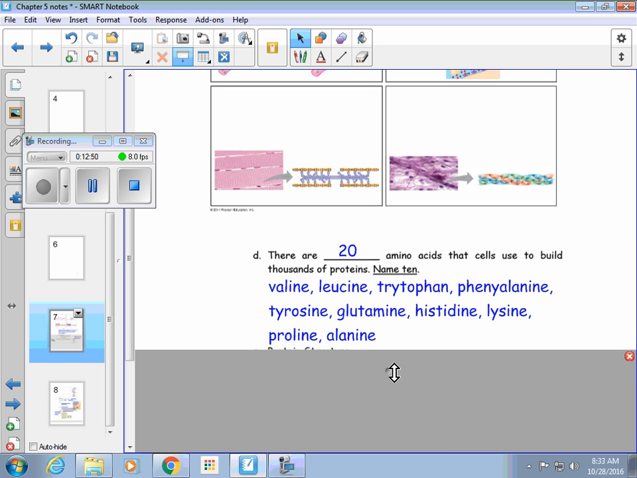And I've listed 10 here. A lot of them end in an "ene," like valine, leucine, phenylalanine, tyrosine. A lot of them end sounding the same. Tryptophan is one here that doesn't really sound like anything else. Usually you hear of tryptophan around Thanksgiving time when you're eating turkey, because there's lots of tryptophan in your turkey.